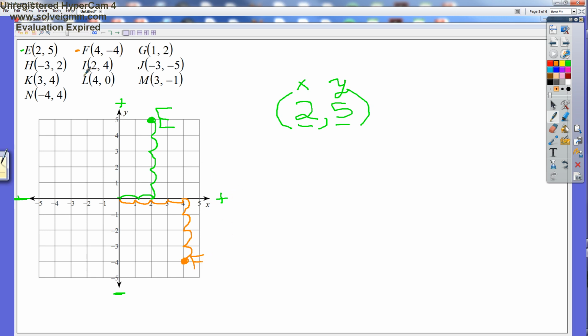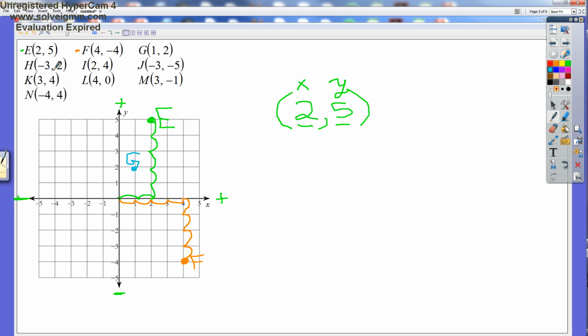So you can continue to practice. You've got G, H, I, J, K, L, M, and N. I'll just do one or two more real quick, just so you can see. I'm going to go much faster now, just to show you that it doesn't take like 10 minutes to do a single thing here. G is the point 1, 2, so 1, 2, and there we go. Right there, that's our G.